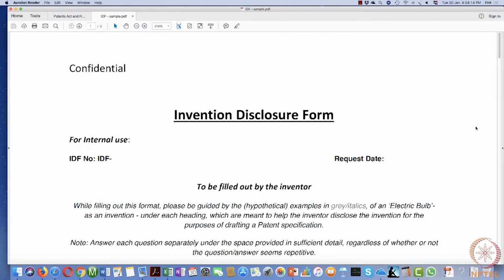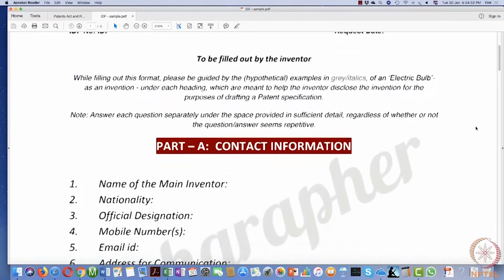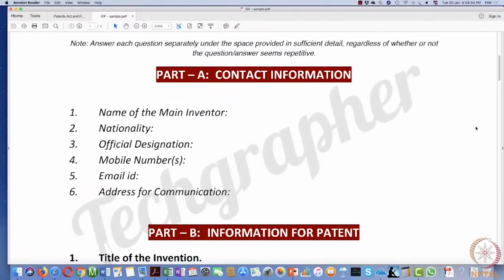We had just mentioned that the invention disclosure form is one way in which you can capture a disclosure from an inventor. Here in front of you, there is a typical invention disclosure form. You can just have a look at this. Now, this form has to be filled by the inventor. So there is part A, which has the contact information. Name of the inventor, main inventor. If there are multiple inventors, they have to be mentioned. Nationality, because your residence can determine certain rules of filing, official designation, contact information, and address.